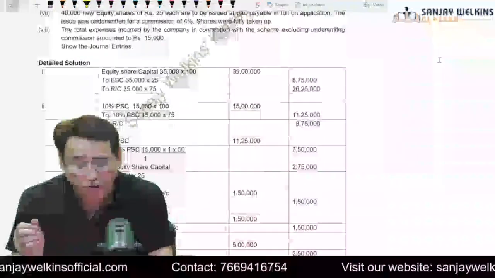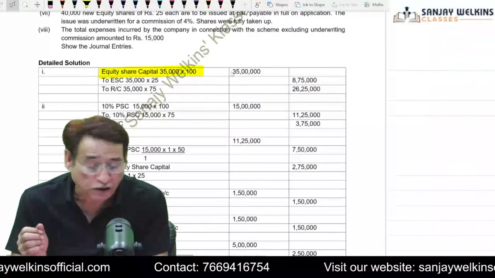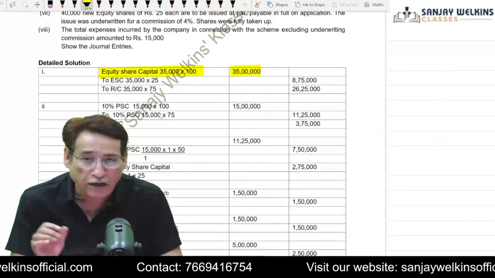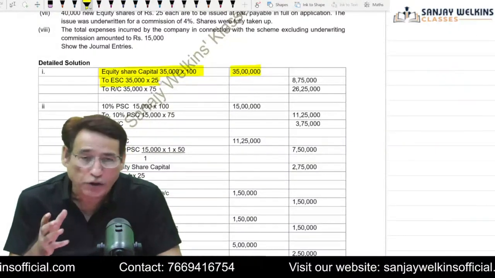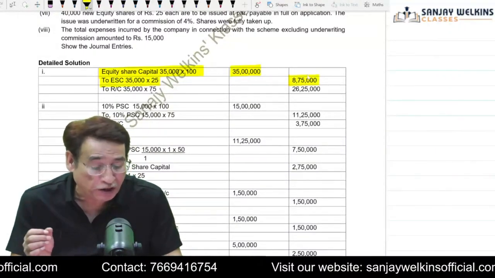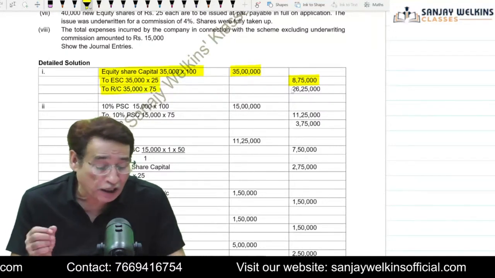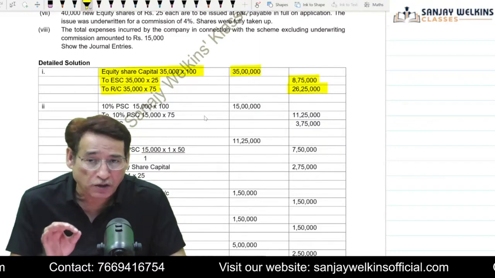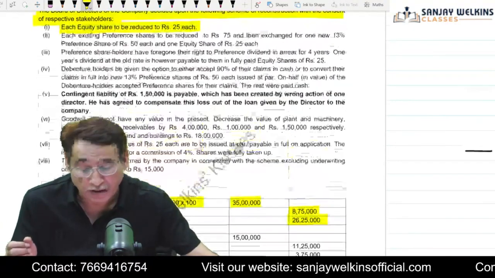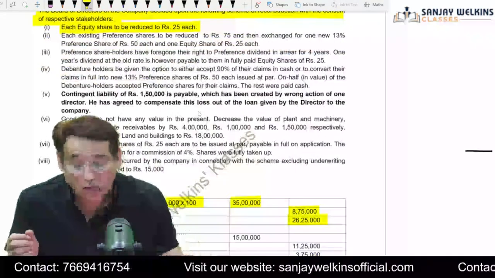I have written the entry for you also. Equity share capital 35,000 into 100, 35 lakh. New equity share capital will be 35,000 into 25, 8,75,000. Equity share capital is falling down by 75. This amount you are going to take to reconstruction account, needless to add that. Correct?